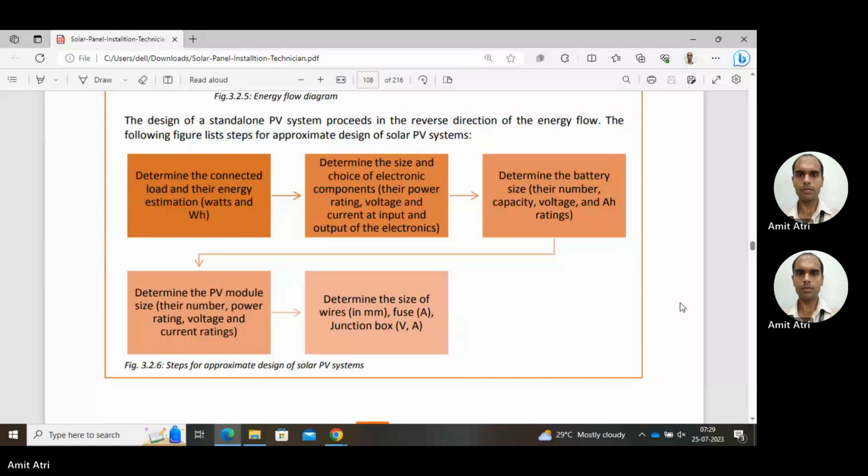Then after that, move towards the PV module. What should be the size of the PV module? The solar panels of how much kilowatt, how much voltage, how much current. How can we calculate or make it suitable as per our requirement? By making the series parallel combination.